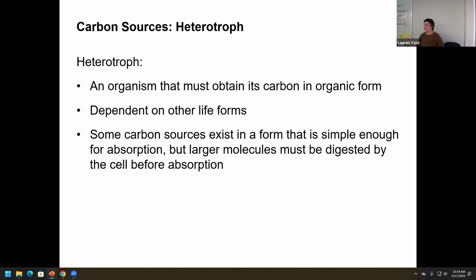Heterotrophs and autotrophs. Heterotrophs are organisms that must get their carbon in an organic form. So they depend on other life forms to turn it into an organic form, and then you eat those things and get their organic molecules from them. So obviously we're heterotrophs. We don't make our organic molecules. We get them from the food that we eat.